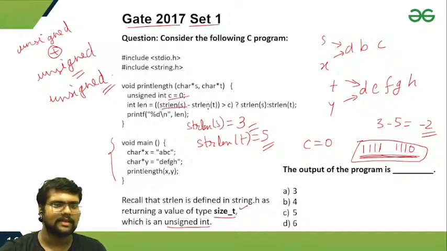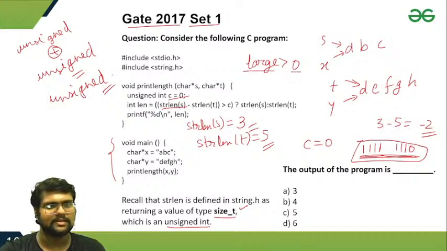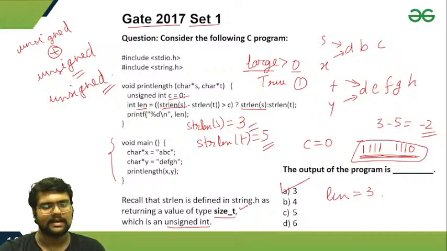Okay, so when this large value is compared with 0, where c is 0, which is also unsigned, the comparison will result in true. Means it will be 1, so the result of this will be 1, hence strlen of s will be transferred to this len, so len will become 3. So when we print this length, the answer will be 3 but not 5, because here we are dealing with unsigned int.